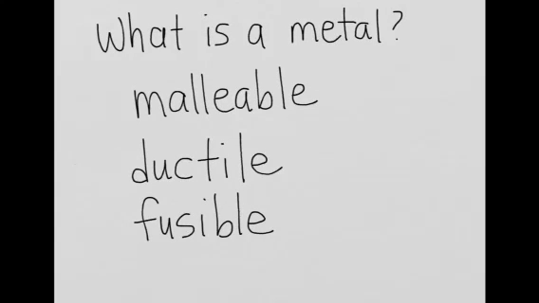In the meantime, I will tell you that malleable has to do with a substance being able to be hammered into a different shape without breaking. Ductile has to do with a substance being able to be pulled very thinly to make a wire, while fusible has to do with its ability of being melted very easily.